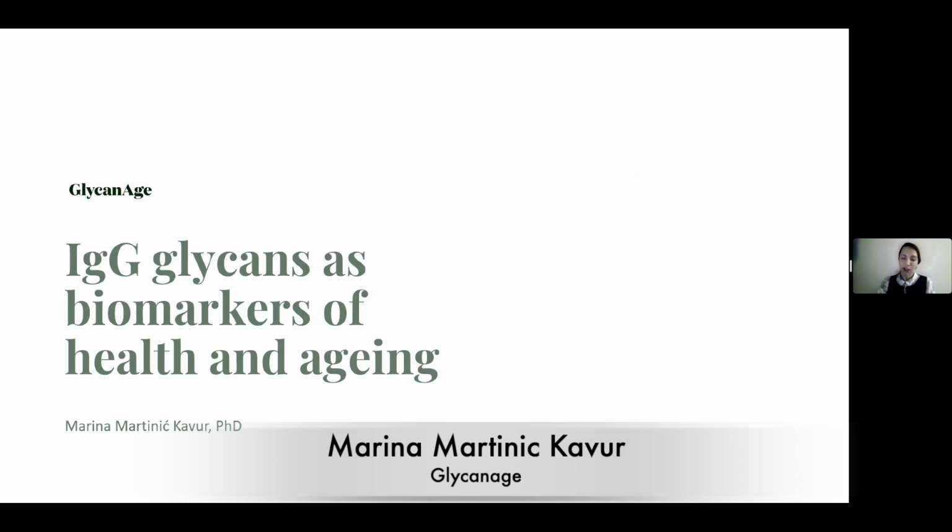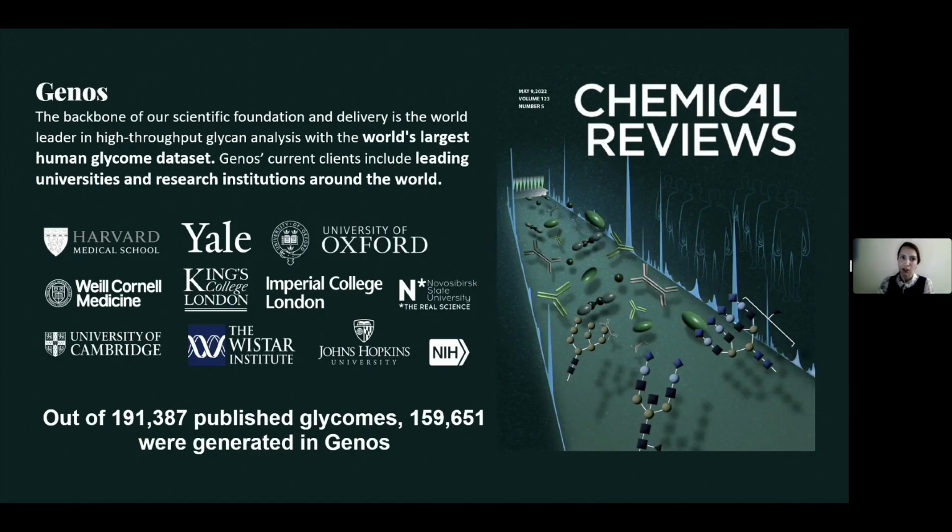So today I would like to talk about IgG glycans as biomarkers of health and aging. And before that, I need to tell you a little bit about the company that I represent. So today I'm talking in the name of Genos and GlycanAge. And Genos is the biggest high-throughput laboratory for the analysis of glycans in the world.